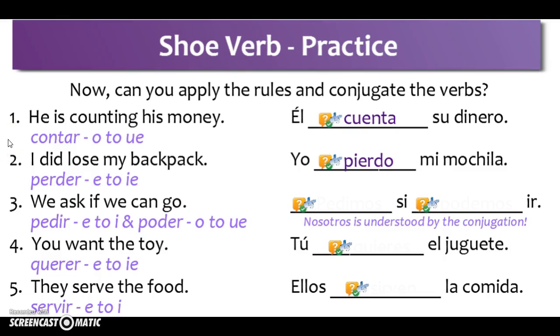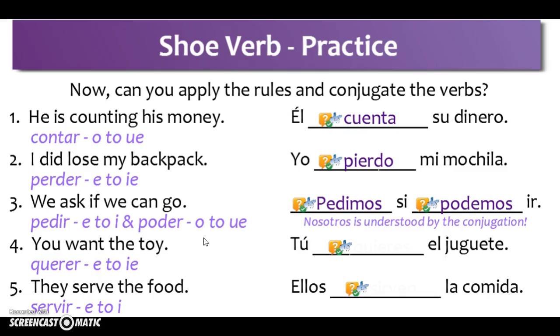We ask if we can go. Pedir is one of our verbs. That's an E to I verb. And we have the second verb, poder, an O to UE verb. We're conjugating for nosotros, so remember, two things you have to remember on nosotros conjugations. Also remember that nosotros is understood most of the time in the conjugation. You don't always have to put that subject pronoun in front of it, so we're going to jump right to the verb. The first one, pedimos si podemos ir. Pedimos si podemos ir. We ask if we can go.